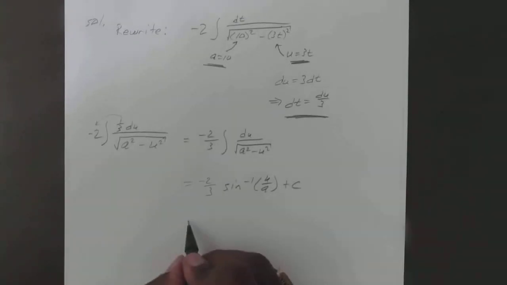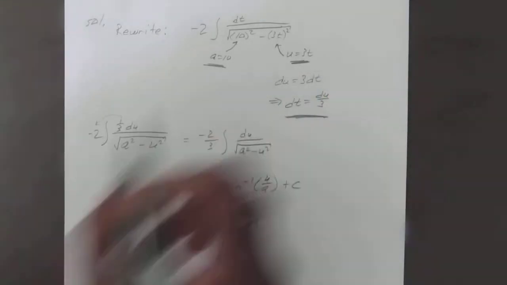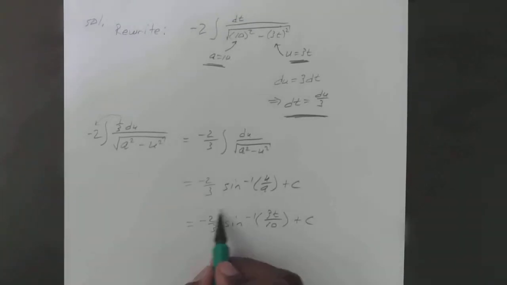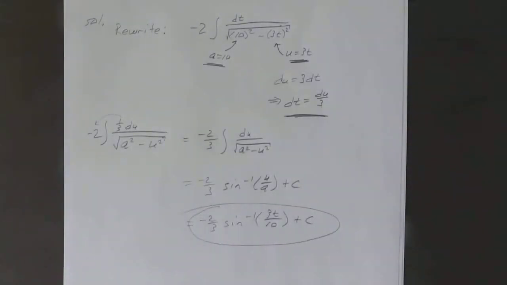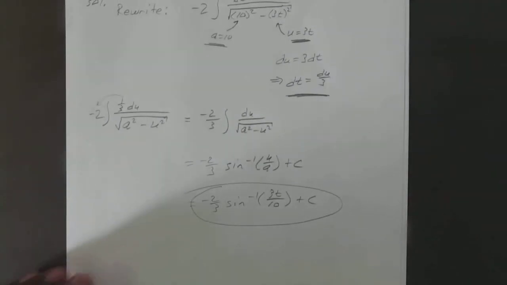All right, which is the perfect setup for just plugging in our solution. So sine inverse of u over a plus c. So we plug in our u and our a, and we're all done. Our u is 3t, our a is 10, plus c. And that's your answer. All right, so any questions on that so far? All right.